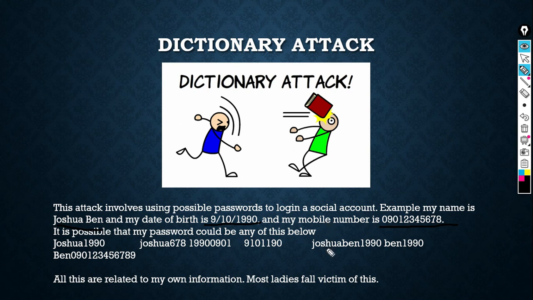Or it could be JoshuaBen1990, the combination of my first name, last name, and my year of birth. Now all these are related to my own information, and most ladies fall victim to this. So the dictionary attack is the kind of attack that happens when a hacker tries to guess your password by using possible information that is related to you.